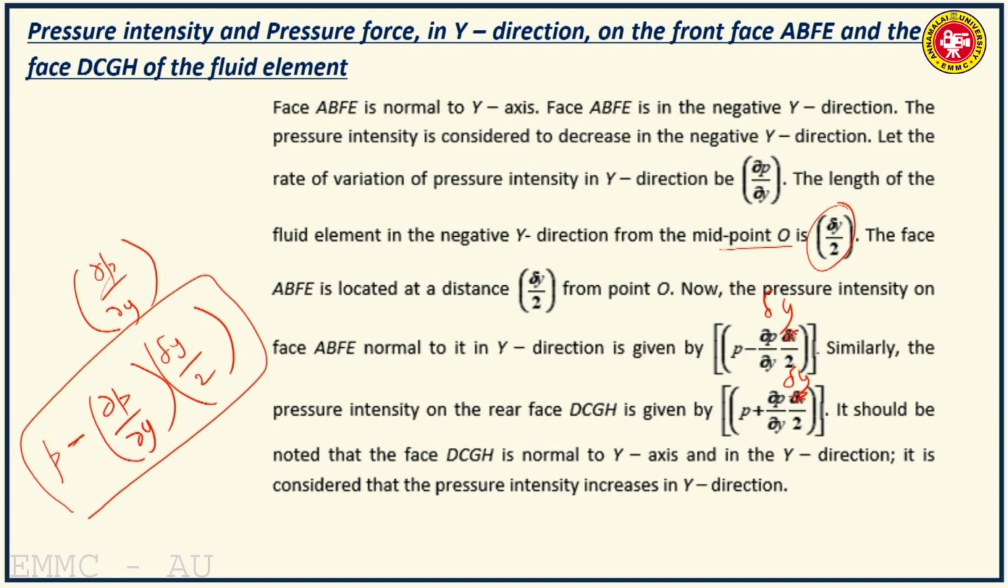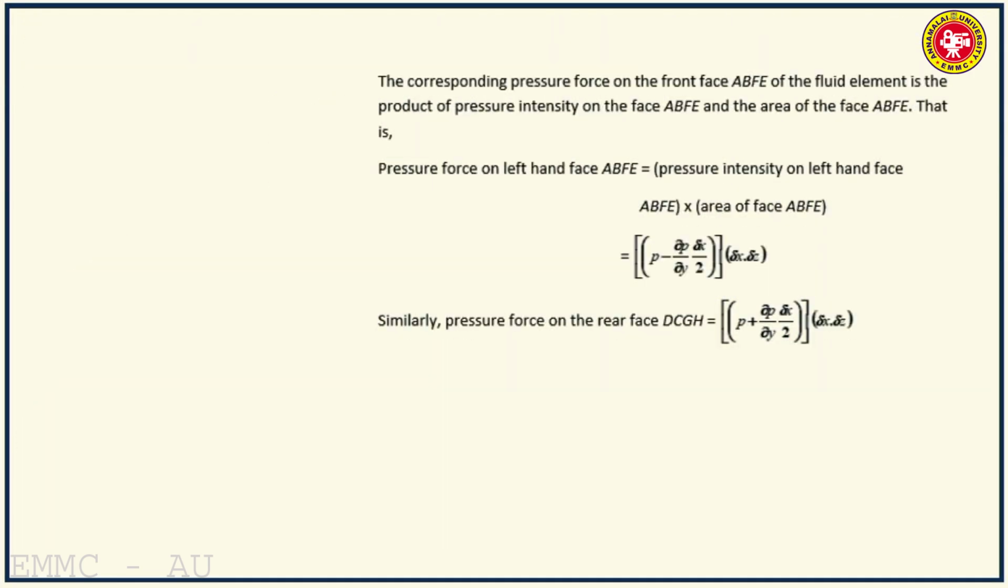Similarly, the pressure intensity on the rear face DCGH is given by this minus will become plus, that's all. It will become P plus dou P by dou Y delta Y by 2. So it should be noted that the face DCGH is normal to the Y axis and in the Y direction it is considered that the pressure intensity increases. Okay. Now, everywhere there is a typographical error, you make it delta Y.